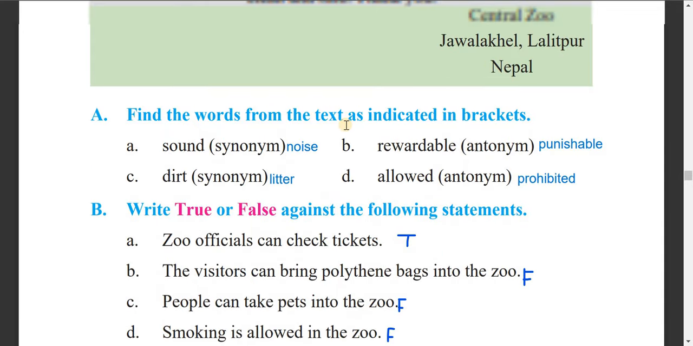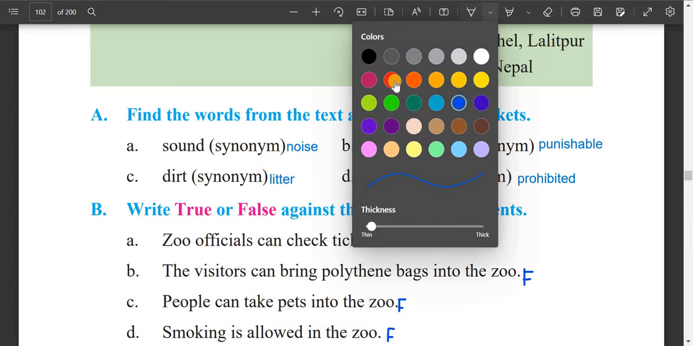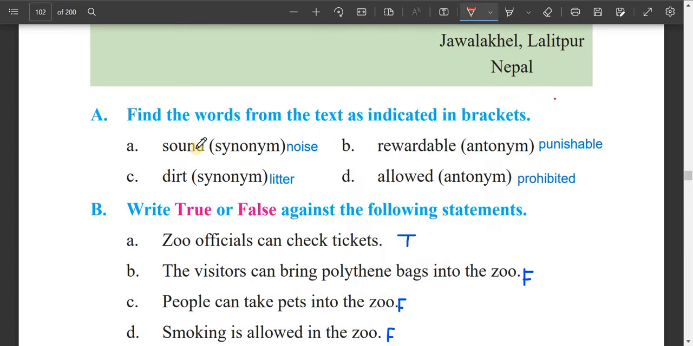Now, find the words from the text as indicated in brackets. Dear students, look here. The first one is sound. The similar word for sound is noise. You can find this in the text. And B, rewardable: the antonym, the opposite word for rewardable, is punishable. And C, dirt: the similar word is litter. And allowed: the opposite, or antonym, is prohibited.